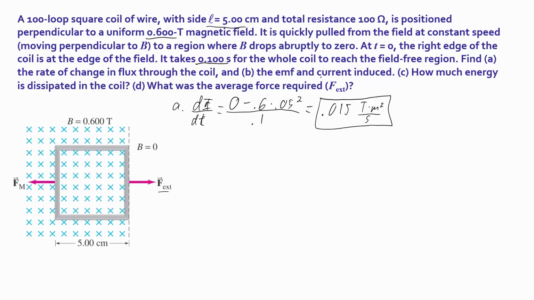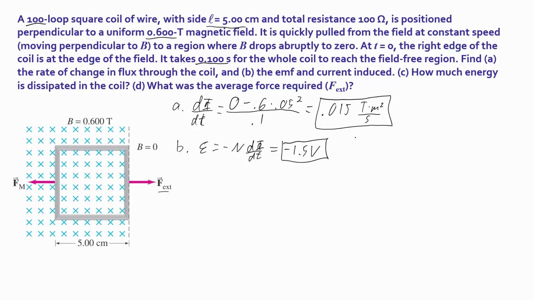Part B, we want to find the EMF and the induced current, so this is pretty similar to what we did before. Well, the EMF is just negative N d phi dt. We already have that part. This time it's not a single loop, it's 100 loops, so we need to just multiply this by 100, throw in a negative sign. We get negative 1.5 volts is our induced voltage.